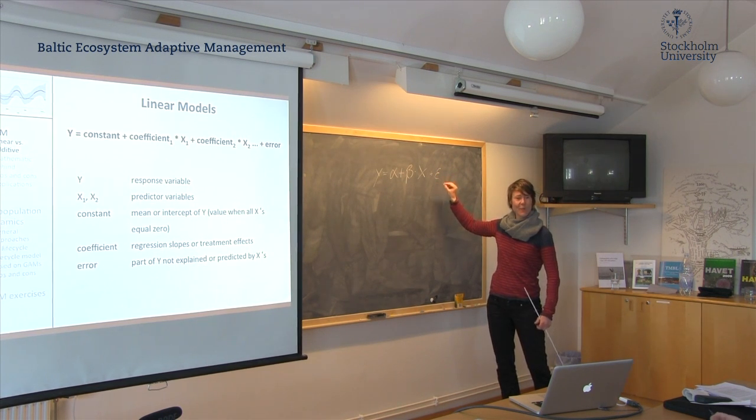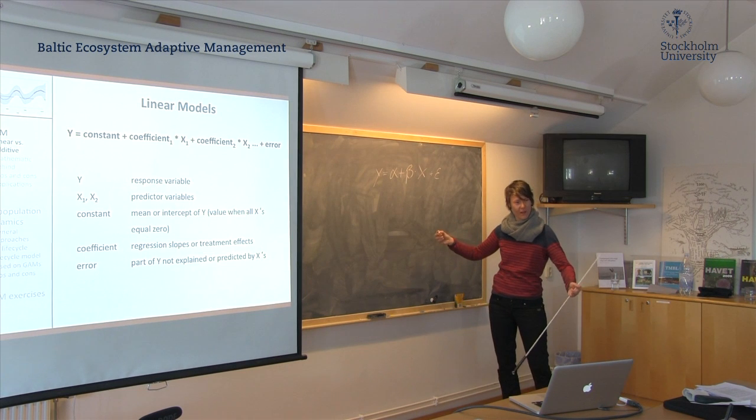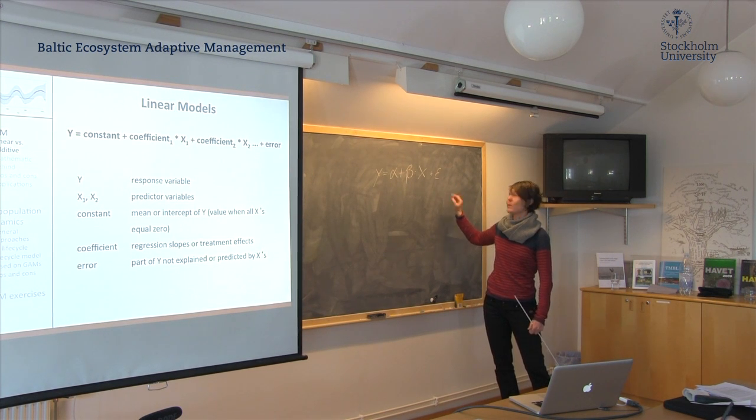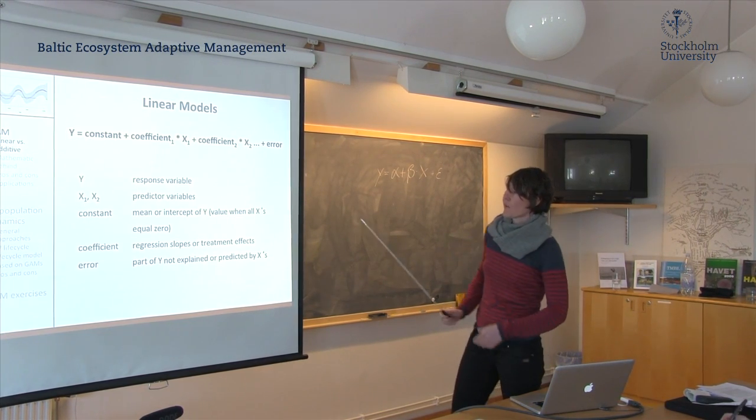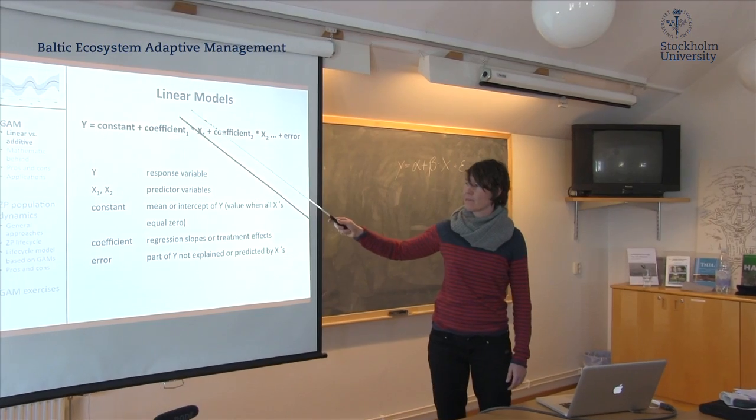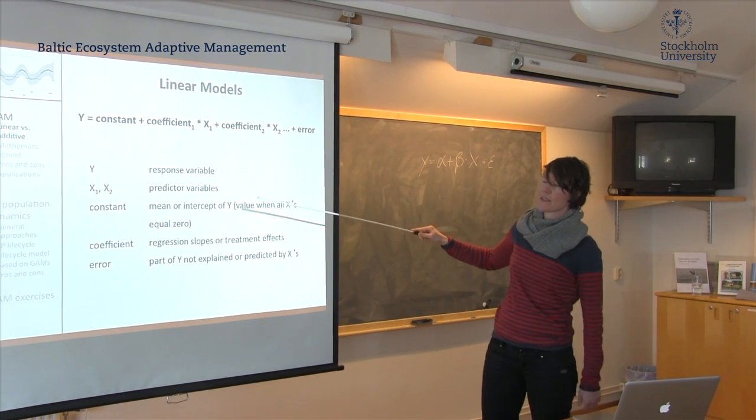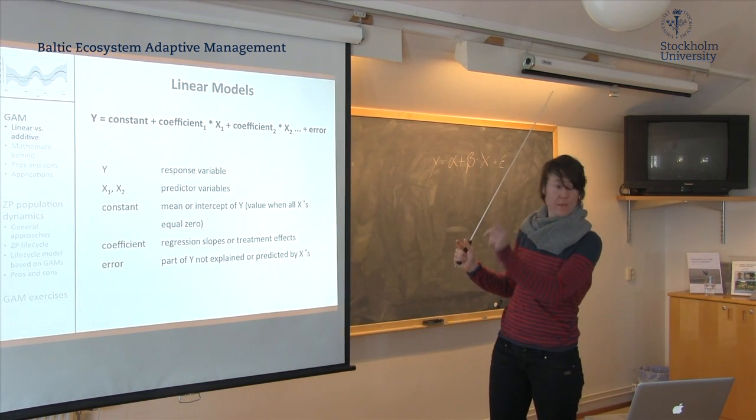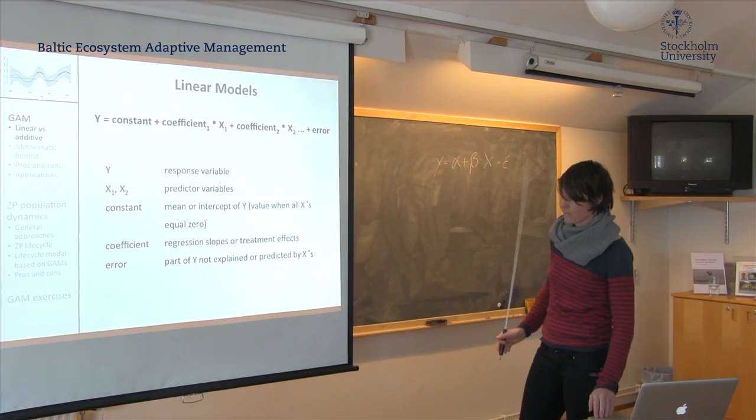And this is why linear regression might become a generalized linear model, and why sometimes your model is not appropriate at all. This is the main factor here. The constant is the mean if all the x's are equal to 0, or the intercept if you plot it on a graph. The coefficient graphically is the regression slope, or can also be treatment effects if you have a factor only.